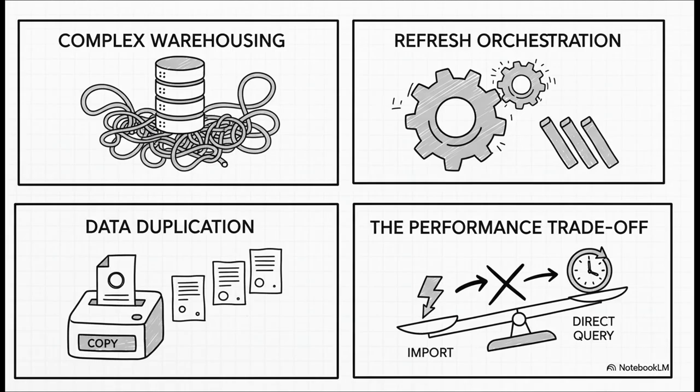Then there's orchestration. How do you make sure your big model only refreshes after your data flows have successfully run? Without some clunky custom workarounds, you just can't. And what about data duplication? You build the perfect date table, and now you have to copy it into every single project, creating multiple versions of the truth. And finally, the big one, that constant, painful trade-off between the lightning speed of import mode and the fresh, live data of direct query. You're always forced to pick one.